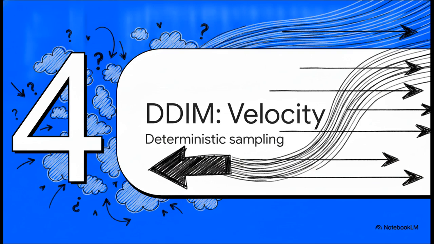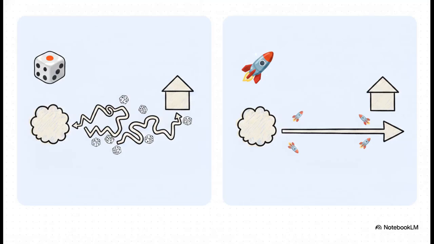All right, part 4, DDIM and reversing with velocity. Let's pivot for a second because there's a massive contrast between the approach we just looked at, DDPM, and a newer method called DDIM. DDPM relies heavily on probabilistic randomness, right? Bumping around in the dark. With DDPM, the final image you get is largely independent of the specific static you started with, simply because of all those random dice rolls along the way.